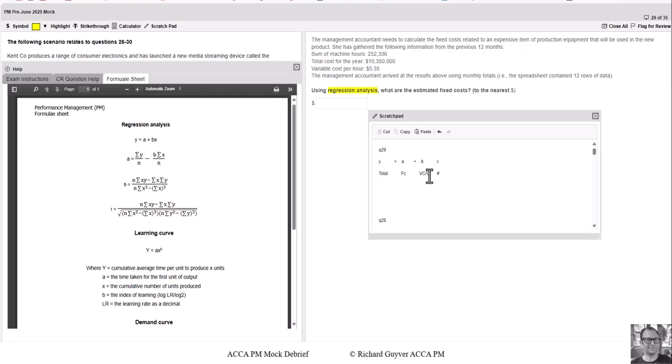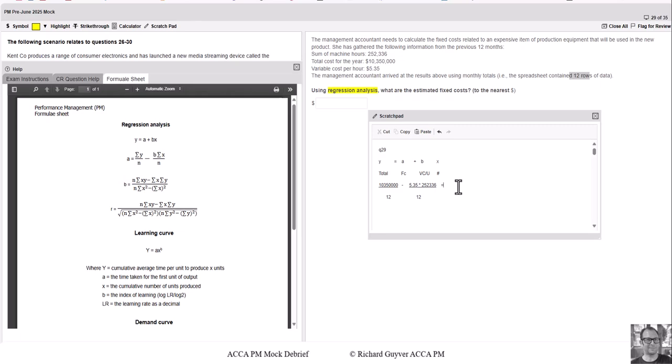We need to find the fixed costs. We need to find A. It tells us A is the sum of Y divided by N, and take away B times the sum of X divided by N. So sum of Y is the total cost for the year. We're given that up there. And we need to divide that by N, which is the number of data sets we have or lines of information. That's what this is telling us, the 12. And now we need B times the sum of X divided by N. B is the variable cost per unit, so that was 535, multiplied by the number of units. A unit in this question is a machine hour, also divided by 12.